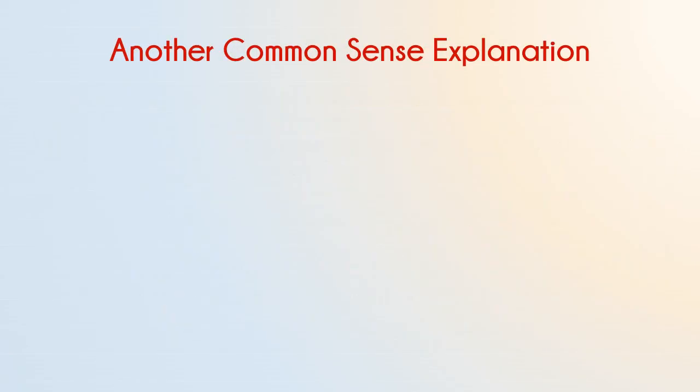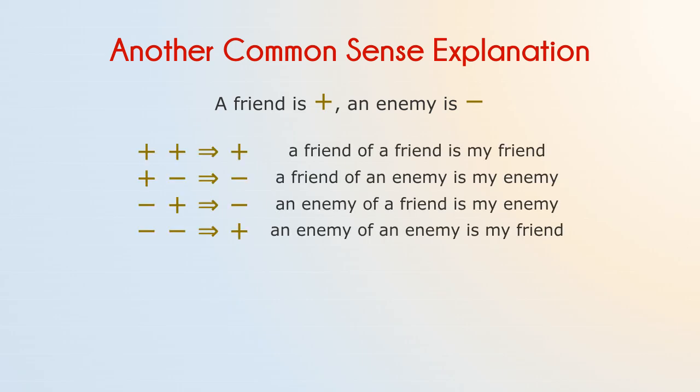Another common sense explanation, a friend is plus, an enemy is minus. A friend of a friend is my friend. A friend of an enemy is my enemy. An enemy of a friend is my enemy. An enemy of an enemy is my friend.